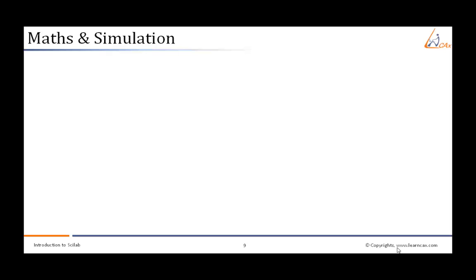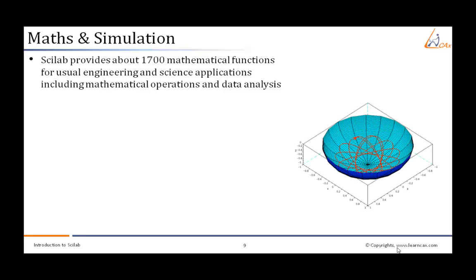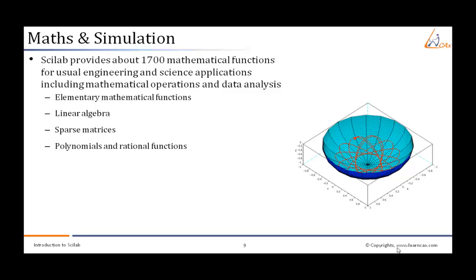So let us take a look at these features one by one. First we'll see maths and simulations. Scilab provides about 1700 mathematical functions for engineering and scientific applications. This includes functions for mathematical operations and data analysis as well. It has elementary mathematical functions, linear algebra, sparse matrices functions, polynomials and rational functions. Simulation can be done of explicit as well as implicit systems of differential equations.